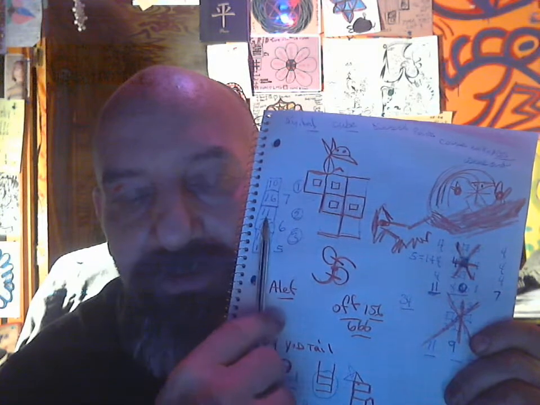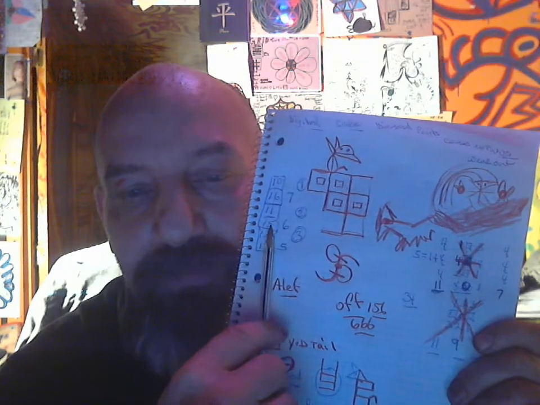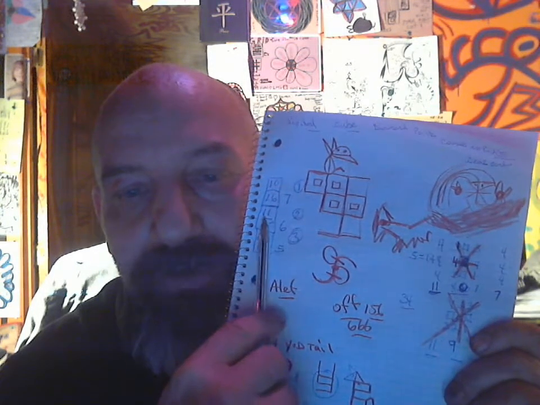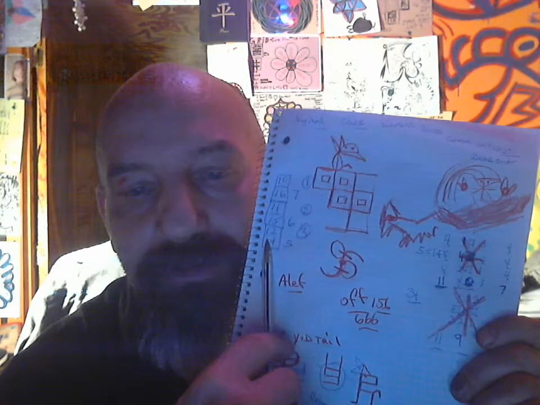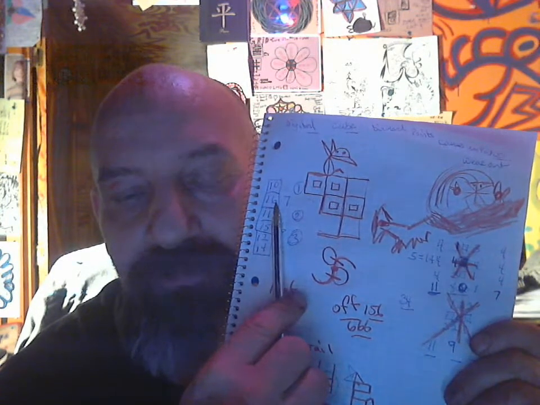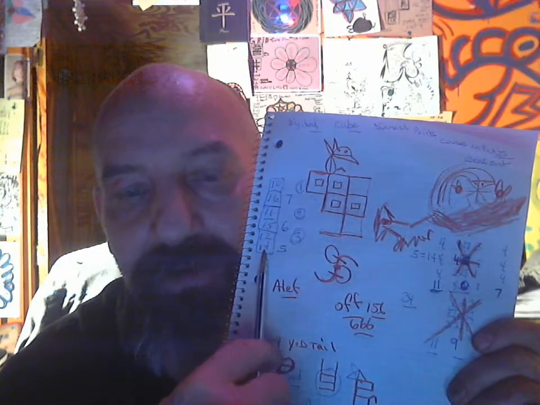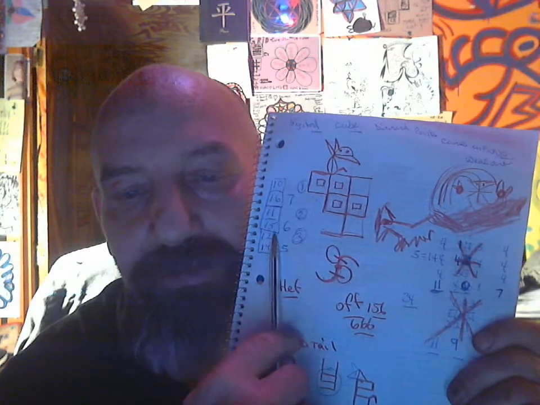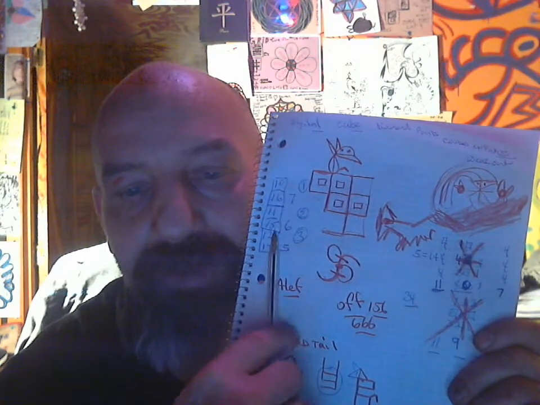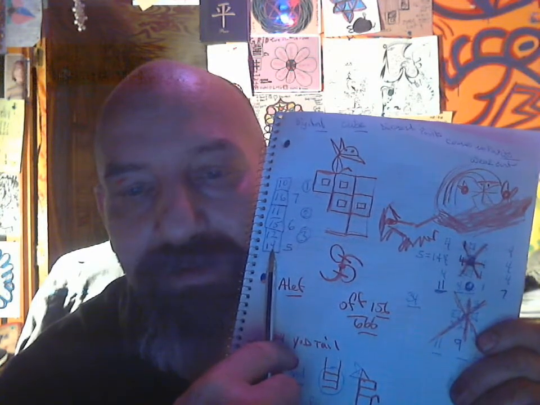See, how did I boost this up to this number? 5 and 1 is 6. How did I boost this up to this number? 4 and 2 is 6. The 6th letter in the alphabet is F. 15th letter is O. 24th letter is X. Fox.